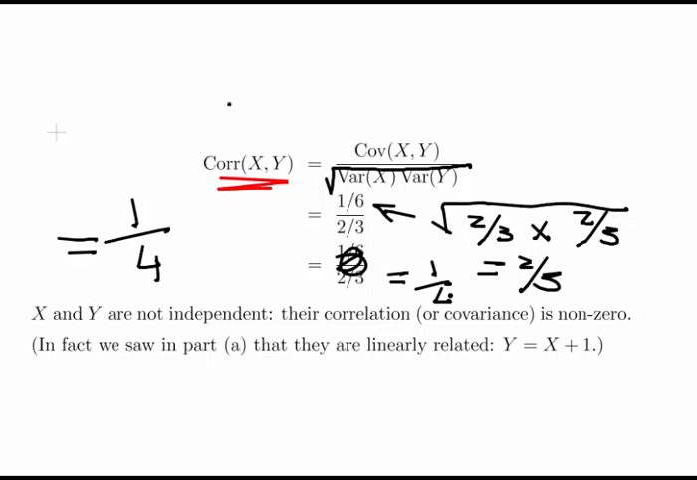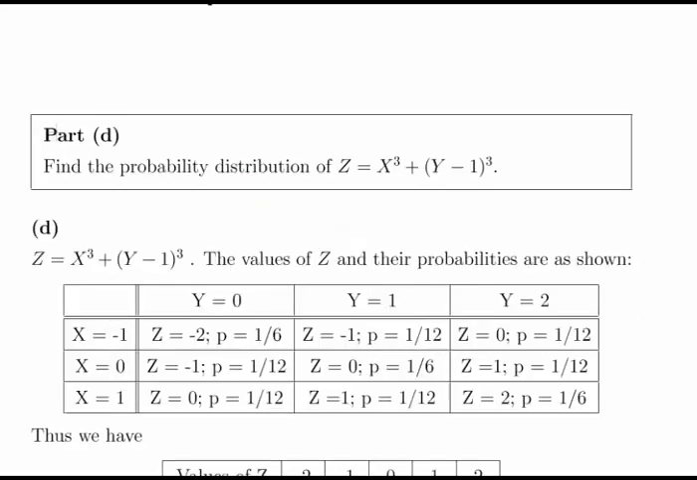We actually know that they're linearly related from previously, from part B I think, not part A. A couple of typos here.